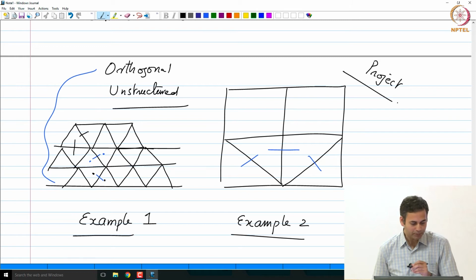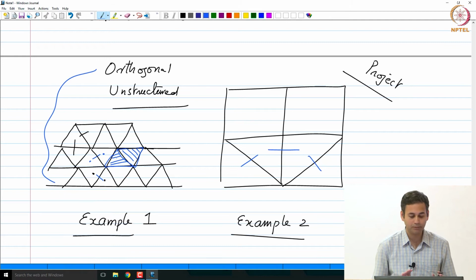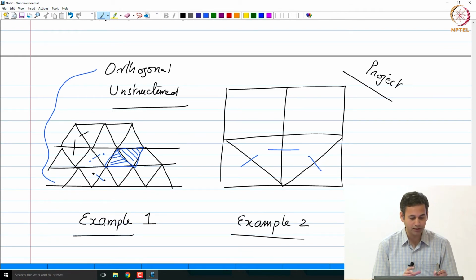Fine. So let me pick one particular cell here, or two cells here. Let us say this one and this one. Okay, I am picking these two, and then we will look at how to discretize our equations on this particular cell.